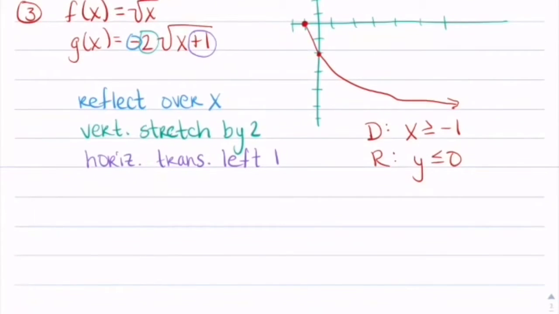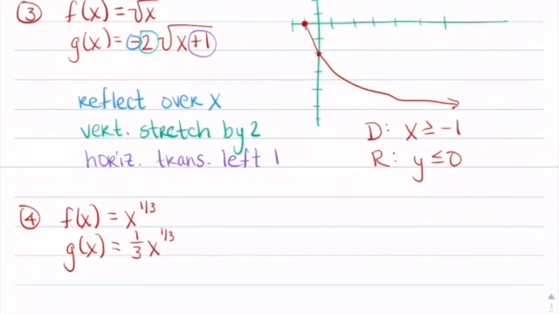All right, let's look at one final problem. And this one, just to change it up a little bit, I'm going to show you how to write these when they are in exponent form. So if it's in exponent form, like x to the 1/3, and g of x is equal to 1/3 of x to the 1/3 power minus 6.